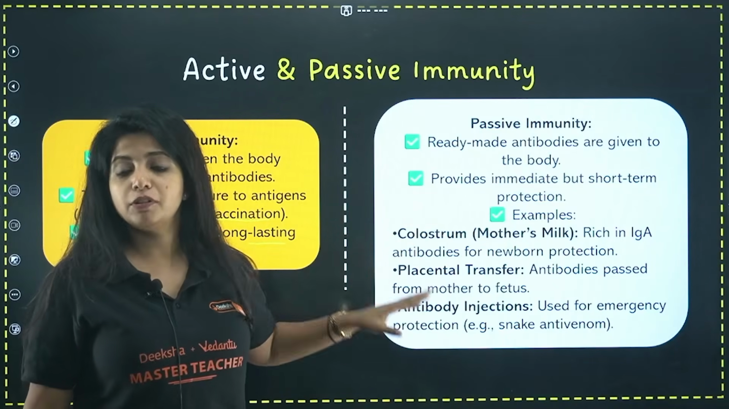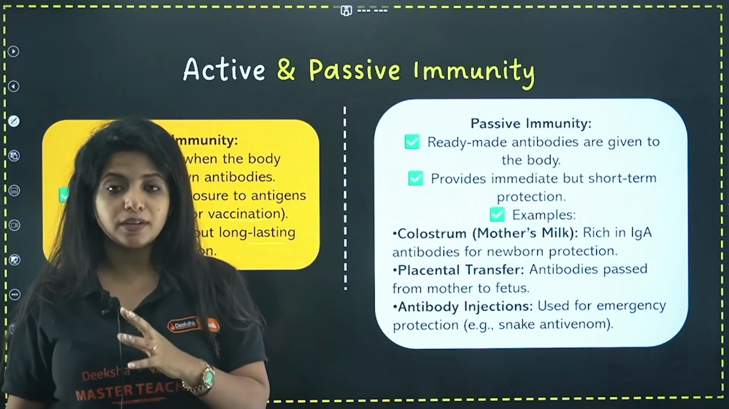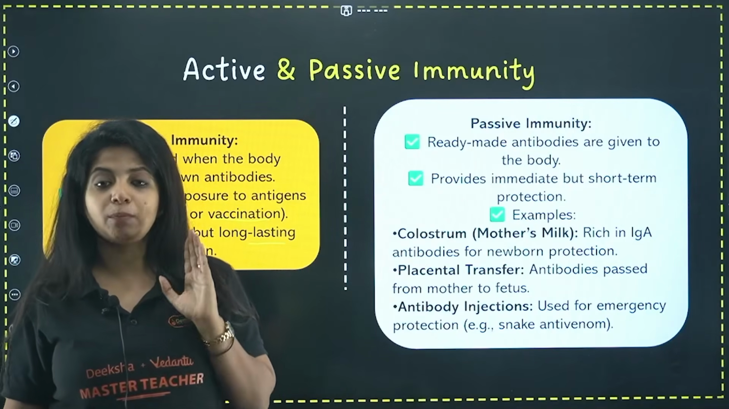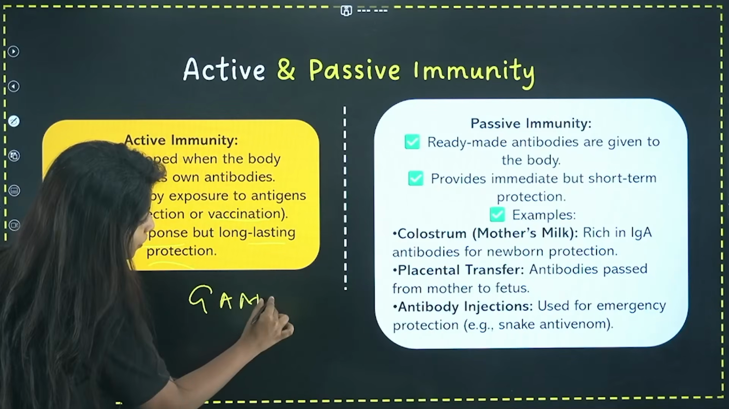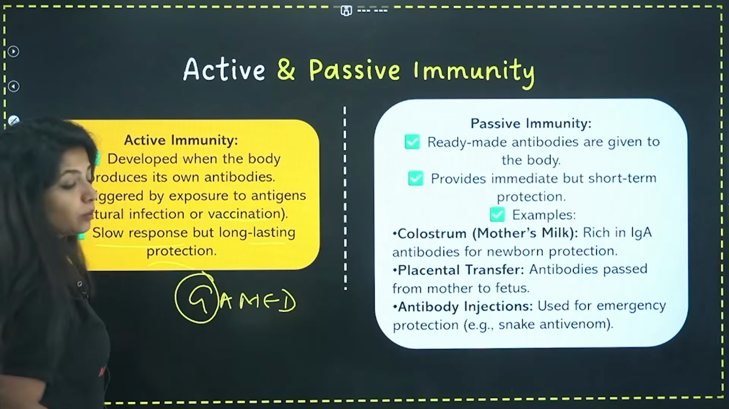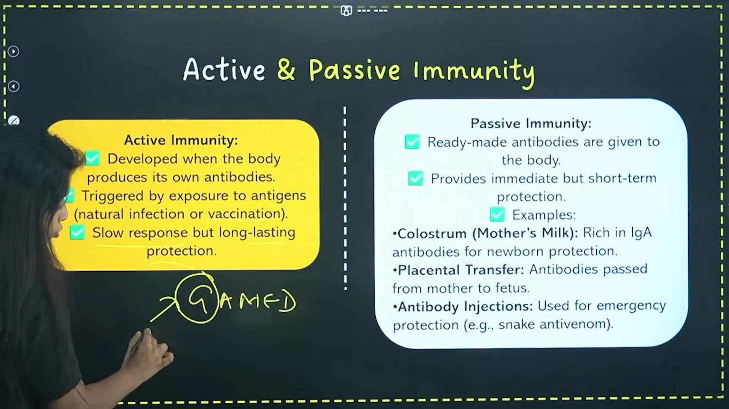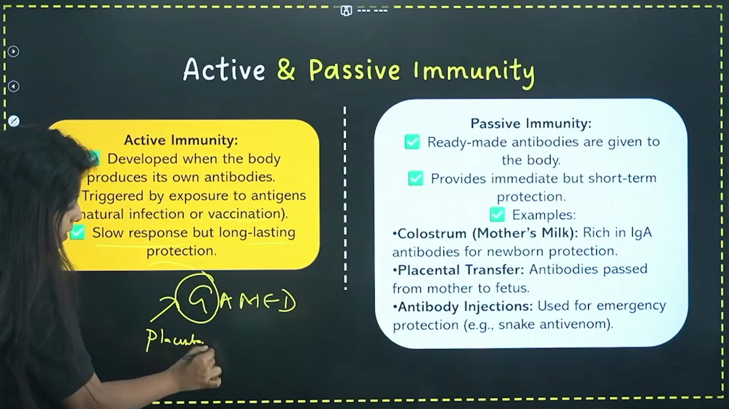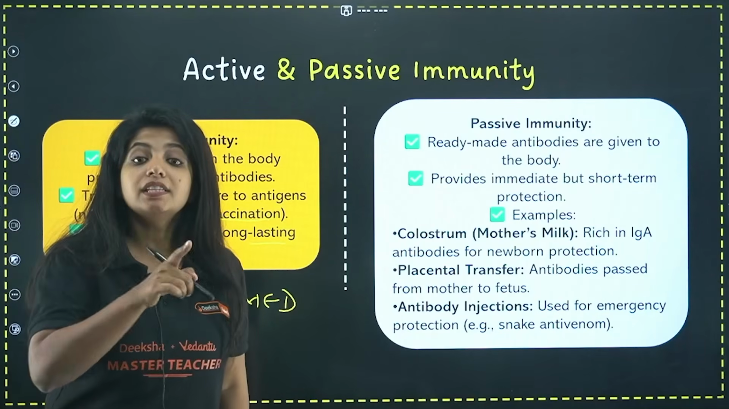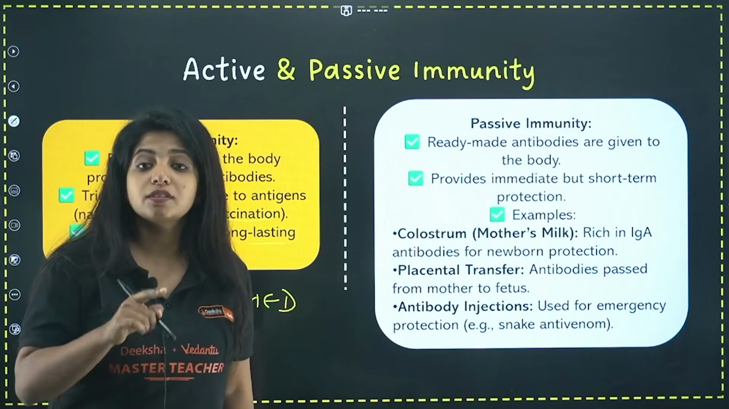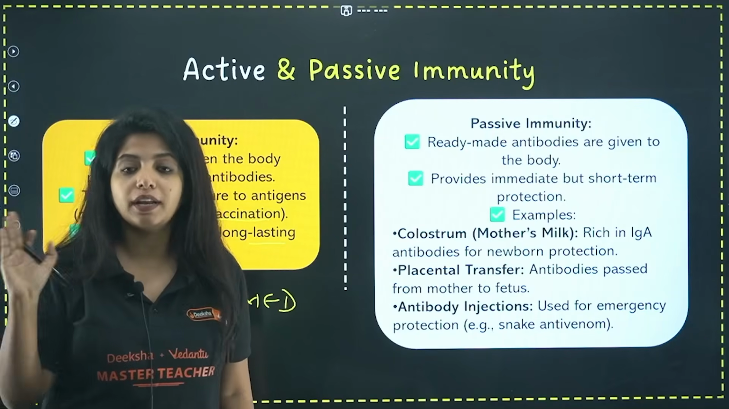You have some examples for passive immunity. Whenever you are given ready-made antibodies, this is an example of passive immunity. For example, you have five antibodies. The first antibody which passes from the mother to the child through the placenta is IgG. This is an example of passive immunity. Why? Because the baby's body is not producing antibodies. You are giving them because the baby needs protection.